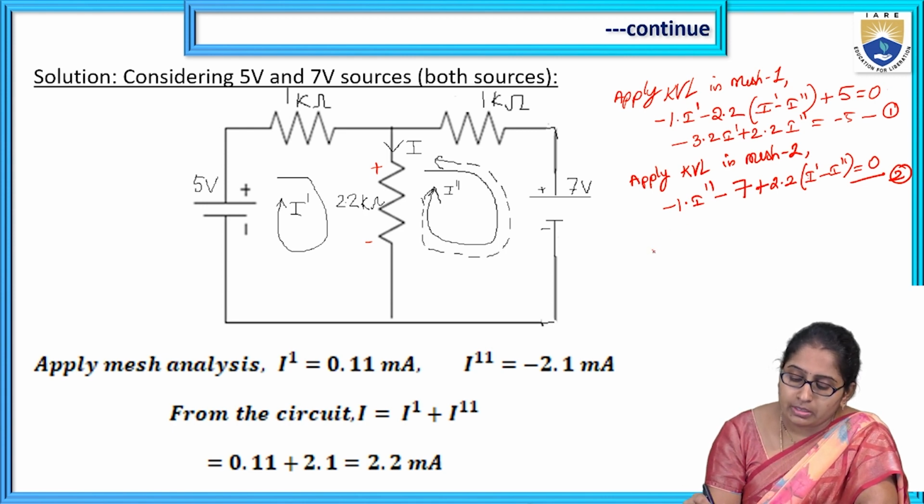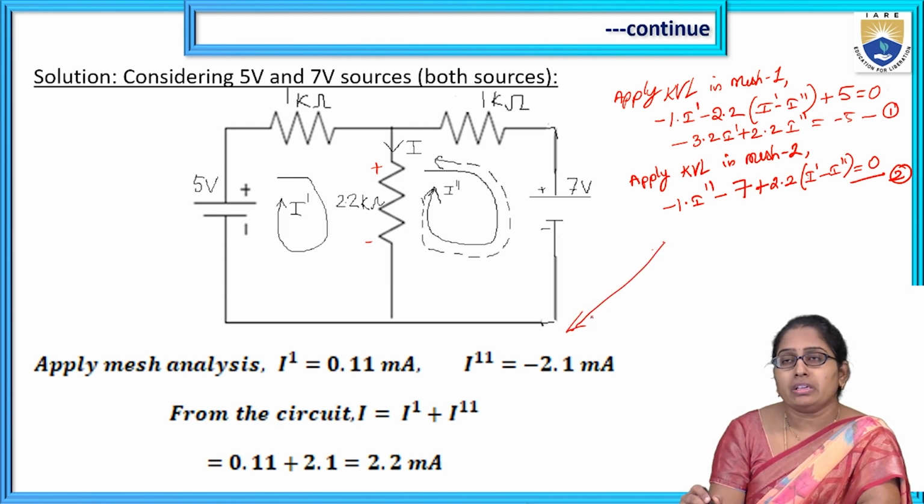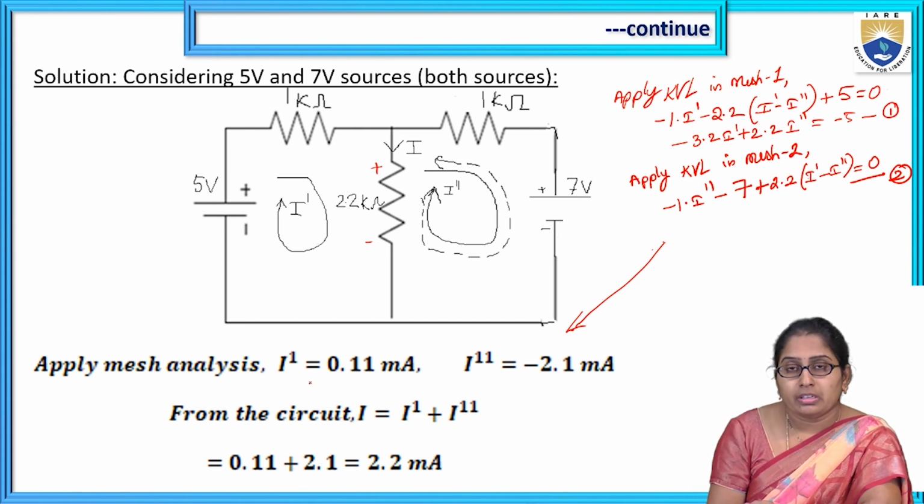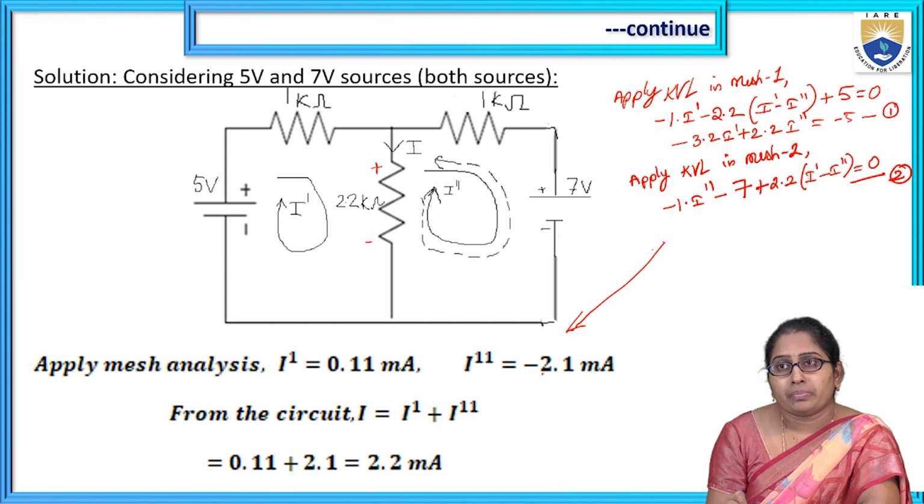Solving these equations, the I dash and I double dash values are calculated. Those are shown here. The value of I dash is 0.11 milliampere, and I double dash is minus 2.1 milliampere. Those are the values for I dash and I double dash.